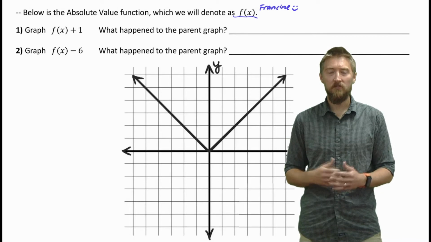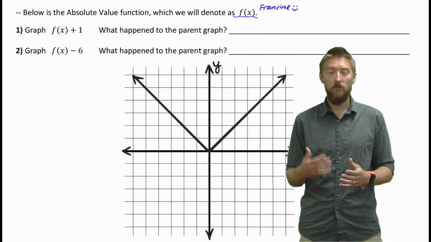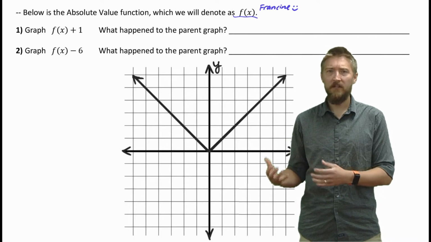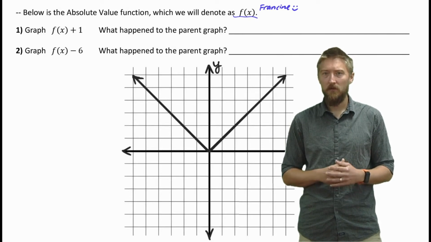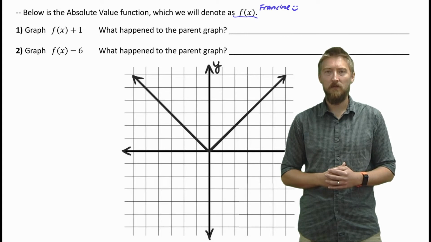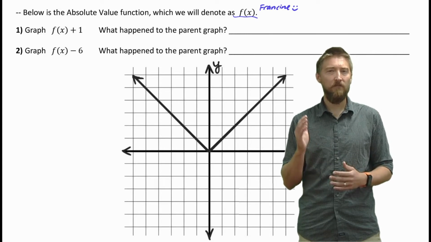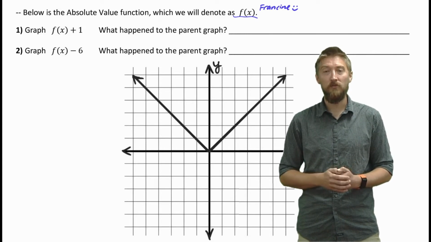And so in number 1, it says graph f of x plus 1. What does that plus 1 at the very end do to Frank? Now if you're coming up with a hypothesis, we can test that hypothesis. Go ahead and take a moment and just write down your first thought about what plus 1 will do to the graph.